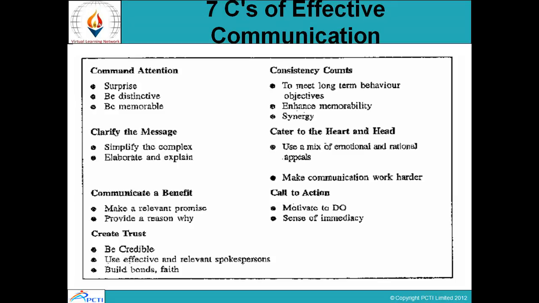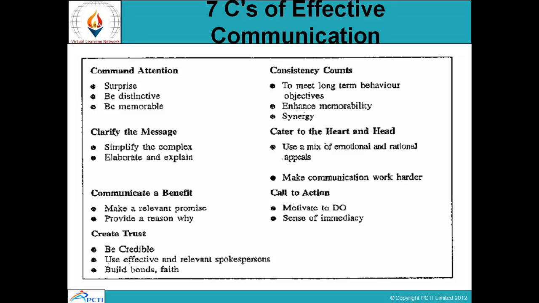Cater to the heart and head. That is, make use of a mix of emotional and rational appeals. While communicating, you should have a proper and balanced mixture of the things which originate from the heart as well as the head. Whatever you are going to speak, think before you speak, and for thinking you have to take your mind into consideration, and whatever you are saying, speak from the bottom of your heart. Then this sort of communication will have more effectiveness.